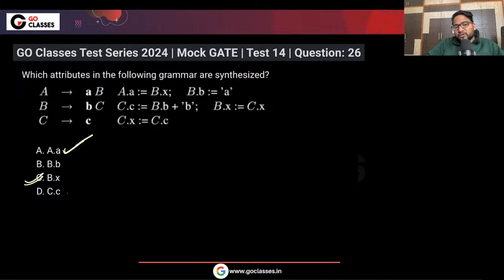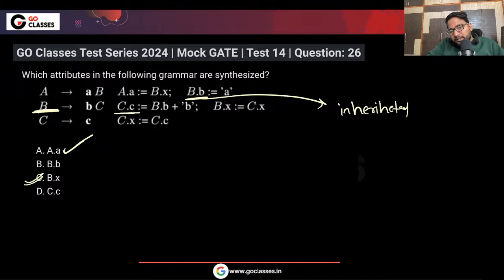So if, okay, C.X is not even the option. So if they're asking for the synthesized attribute, you just check the production, and this production can define the synthesized attribute only for A, which means every other attribute is inherited. Okay, only for B the synthesized can be defined here. This must be inherited.